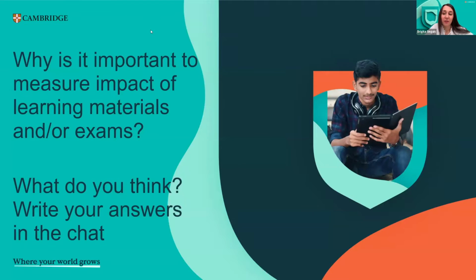So I've given you a very brief introduction of what is impact, what is washback, and the different types of impact. Before I go and give you the reasons of why we think we should measure impact of our learning materials and exams, we would like to hear from you. Why do you think it is important to measure impact of learning materials and exams? You could maybe think about your own context. It could be at any level, classroom, school. It could be at the country level, whatever comes to your mind. We would encourage you to share this in the chat. If you have any ideas, why would you want to measure impact in your contexts?